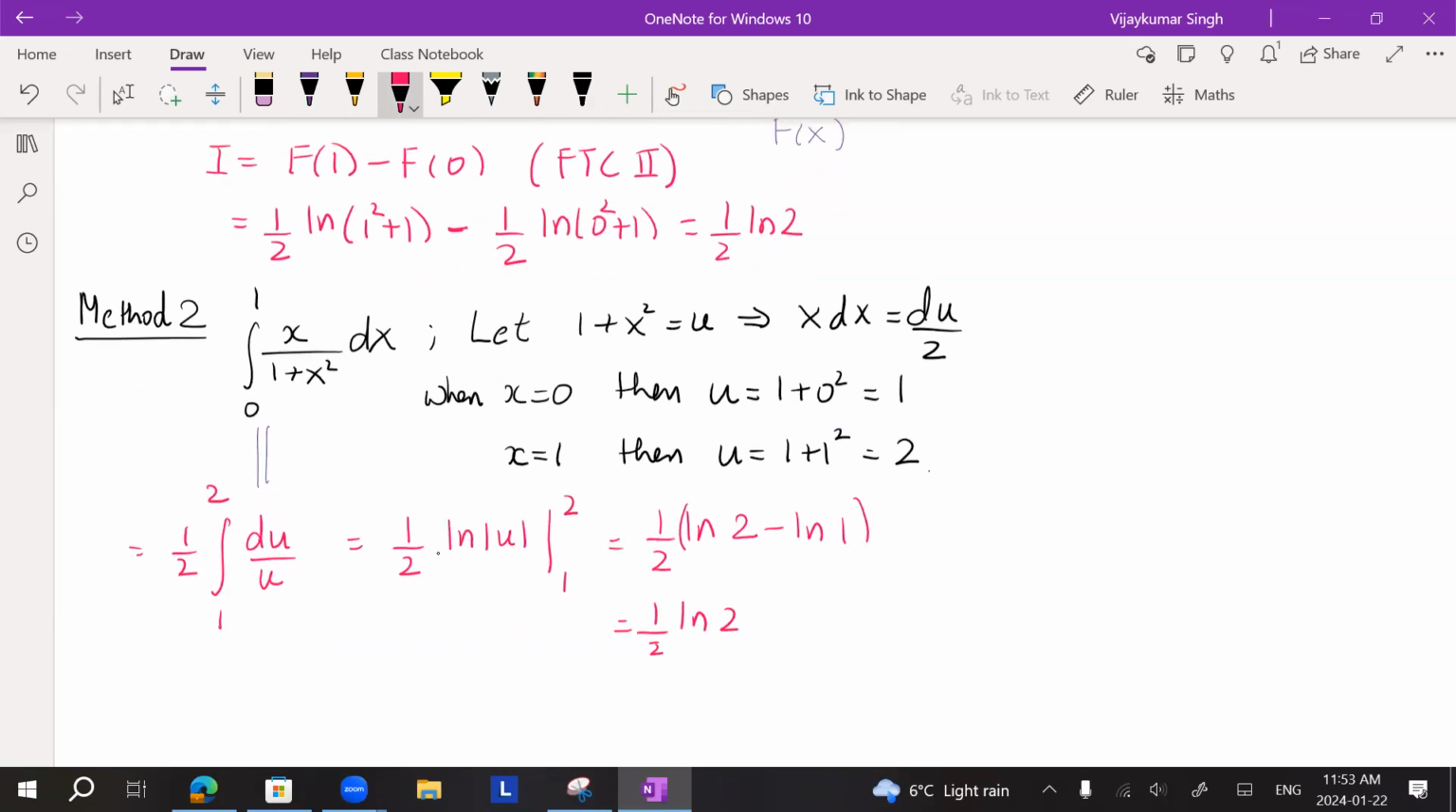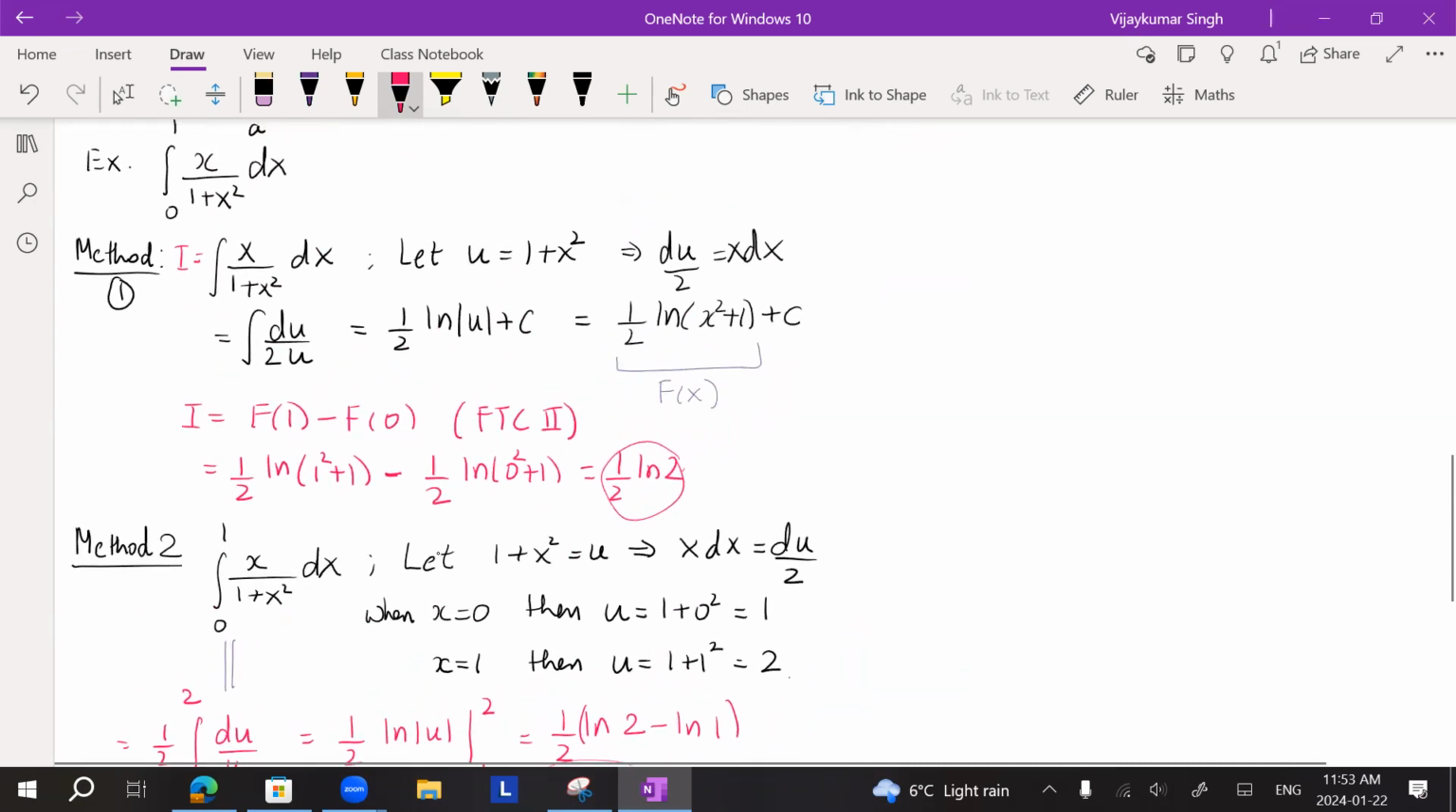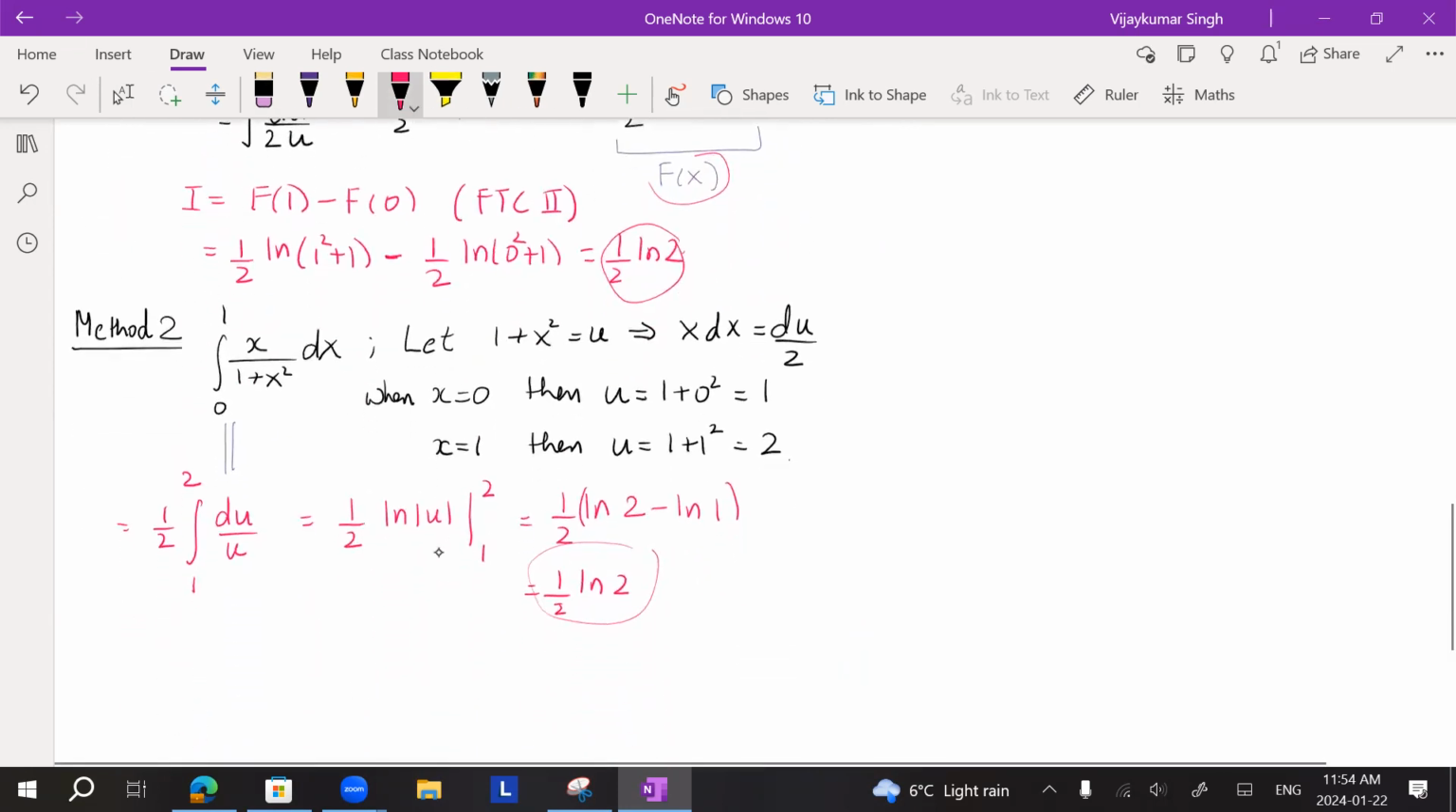I mean, this should not be surprising here and here as well. So the key difference is the following. In method 1, you compute the indefinite integral, you get the function F, and then you do F of the upper limit minus F of the lower limit, as in FTC 2. In method 2, you're doing the same substitution, but you are also changing the limits of integration right away.